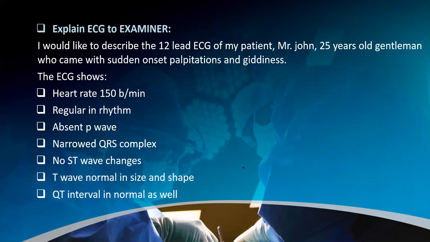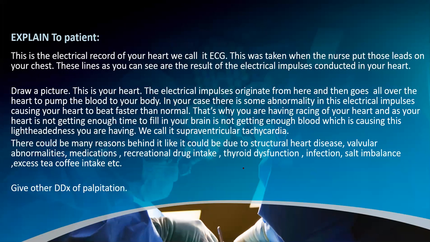So after you have explained the ECG to the examiner, then you explain this to the patient what's exactly going on. You will say, well, thank you so much for your information and for your patience, John. As you can see, we have done an electrocardiogram of your heart, which records the electrical activity of your heart. According to that, most likely I am suspecting you are having a condition called supraventricular tachycardia.